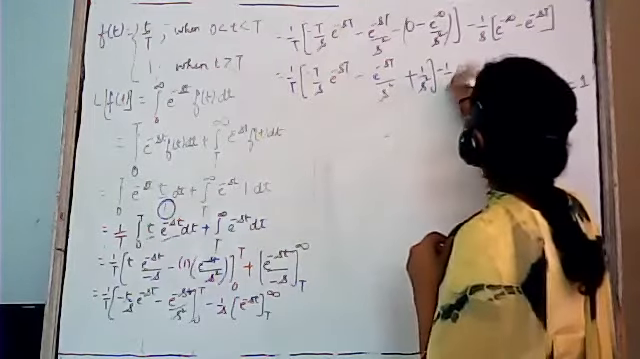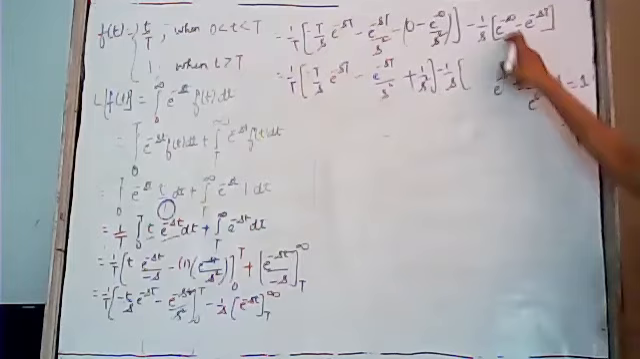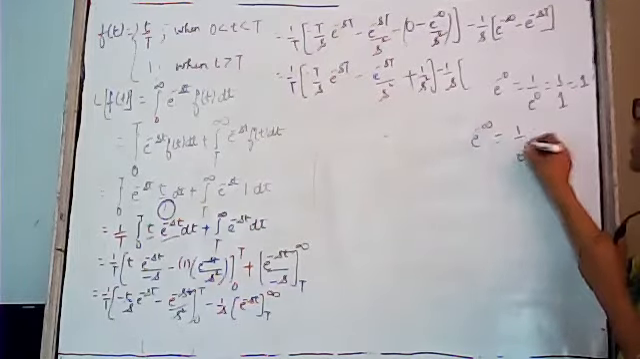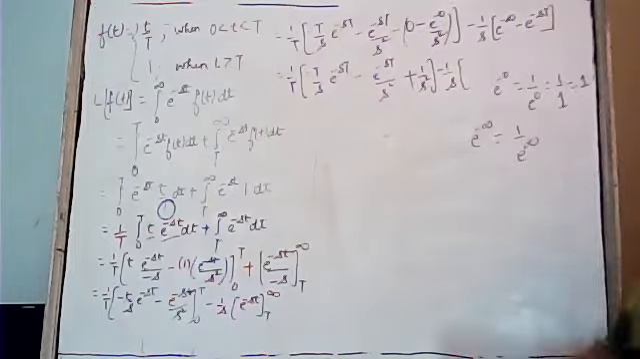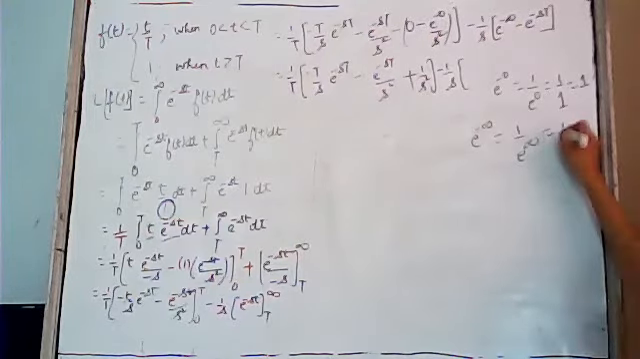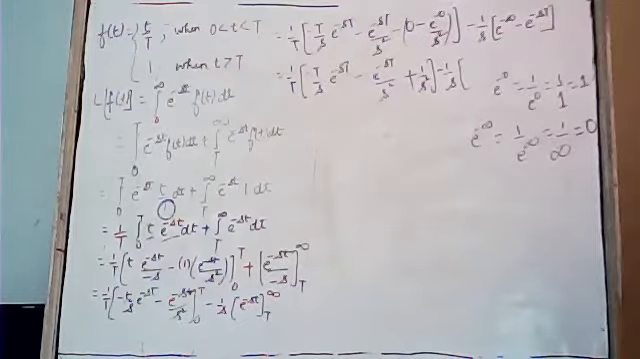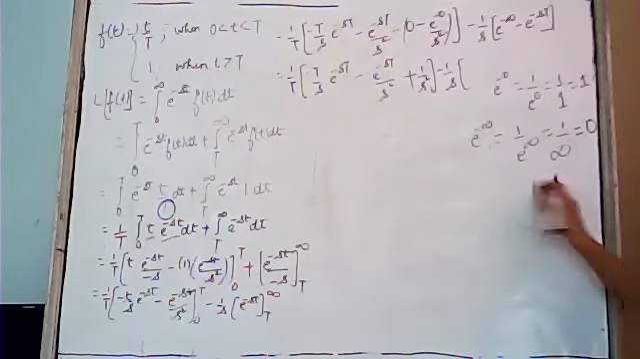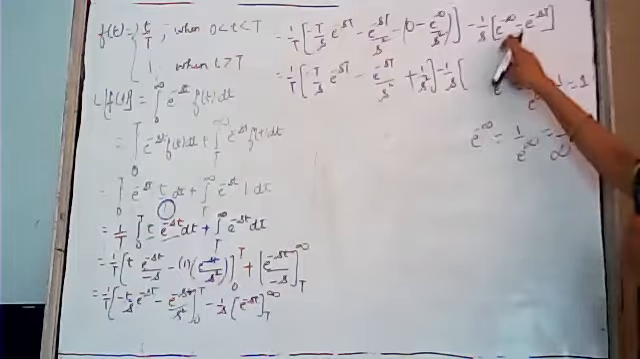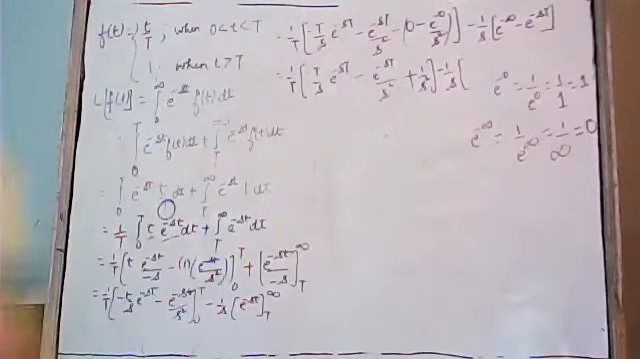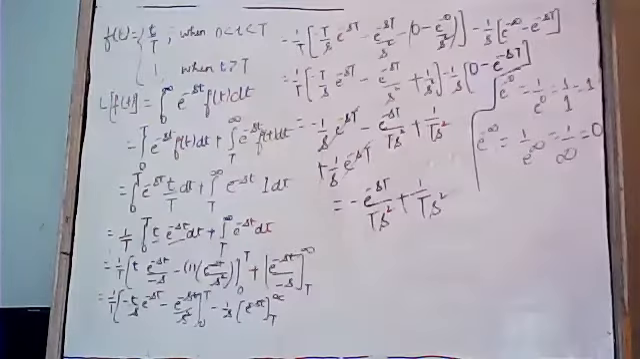Similarly, minus 1 upon s. Now this term is e to the power minus infinity. E to the power minus infinity means 1 upon e raised to the power infinity. Anything raised to the power infinity is again infinity, and 1 upon infinity is 0. But please be very careful while substituting the limits. This is e to the power minus infinity; you will substitute the value.